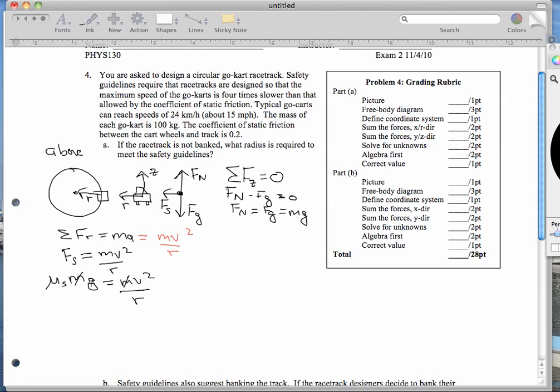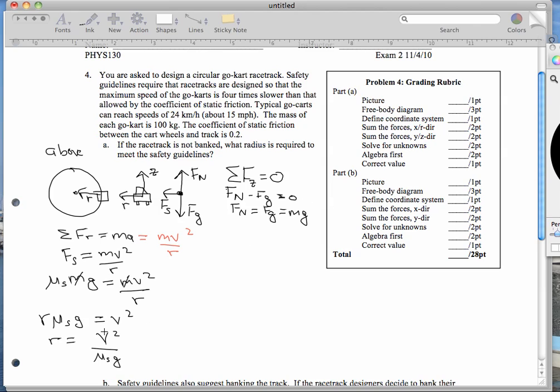The question is asking for the radius required, so I want to get the radius alone. I multiply both sides by r, giving r mu s g equals v squared. Then to get r alone, I divide both sides by mu s g, so r equals v squared over mu s g. I've done my forces in the r direction, and now I'm solving for the unknowns.